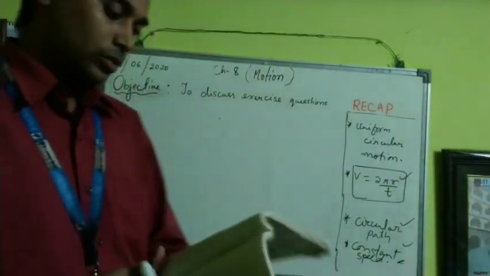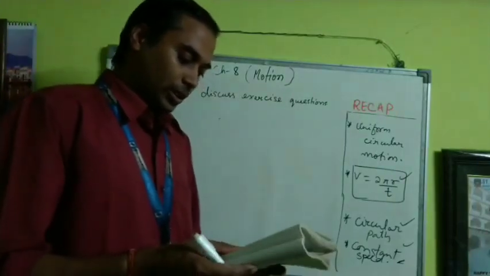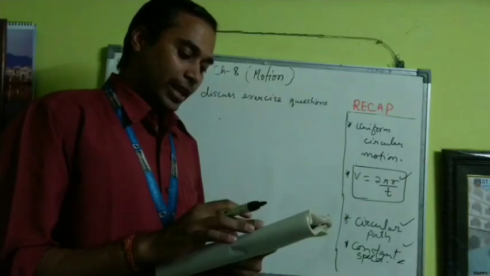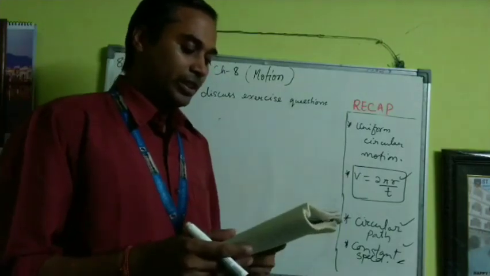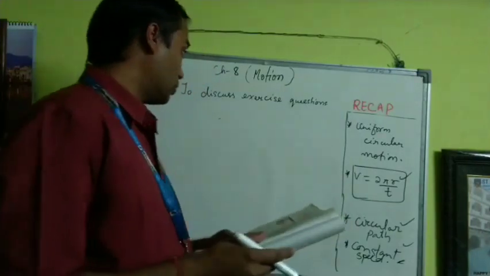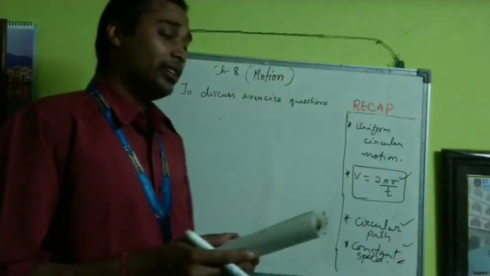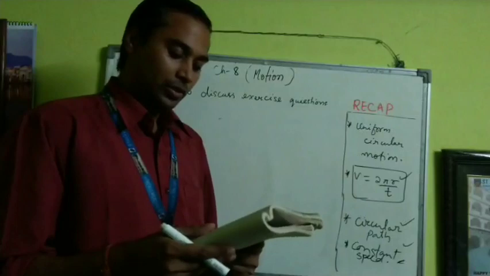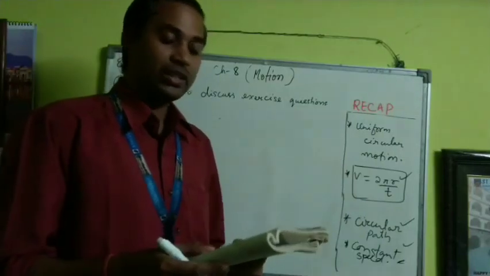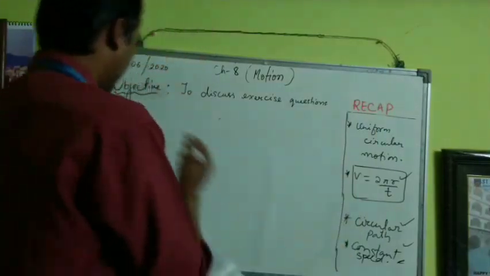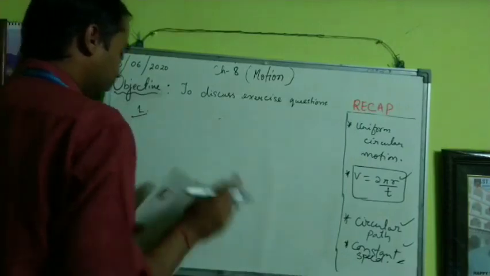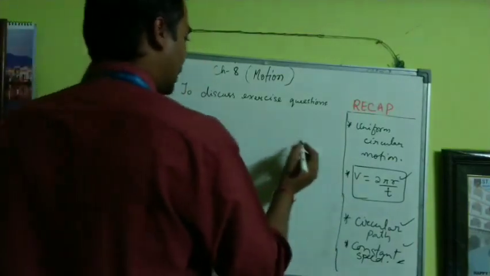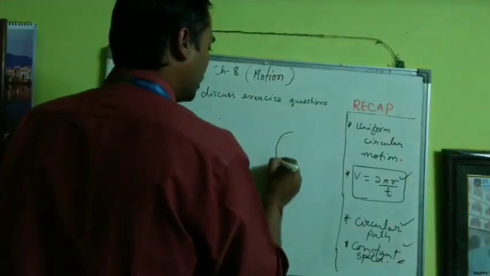Okay, so question number 1. An athlete completes one round of a circular track of diameter 200 meter in 40 seconds. Many times I told you, always try to represent the questions in terms of a diagram so that it becomes easier to understand the question. So first we have to draw a circular track. That means we need to draw a circle.